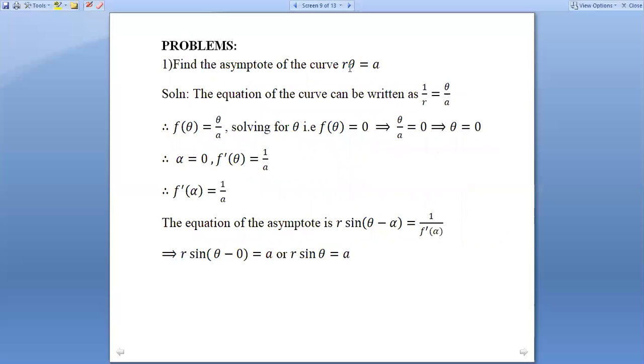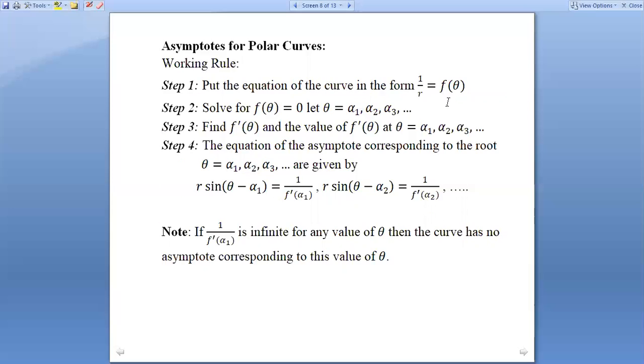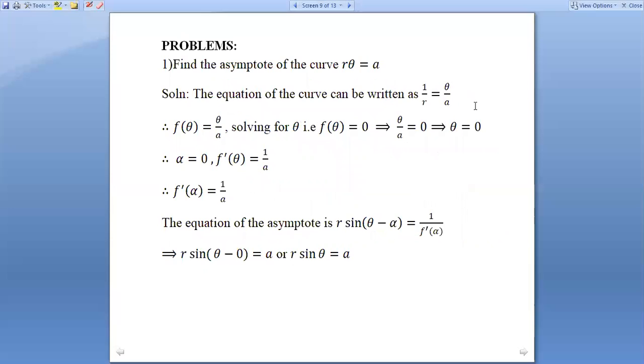Find the asymptote of the curve r theta is equal to a. The equation of the curve can be written as 1 by r is equal to theta by a. We need to write it in the form 1 by r is equal to f of theta. Now you substitute f of theta is equal to 0. So f of theta is nothing but theta by a. Substituting 0, you will get theta by a is equal to 0, or theta is equal to 0. So theta is equal to 0 means alpha is equal to 0. The values of theta you will assign as alpha.